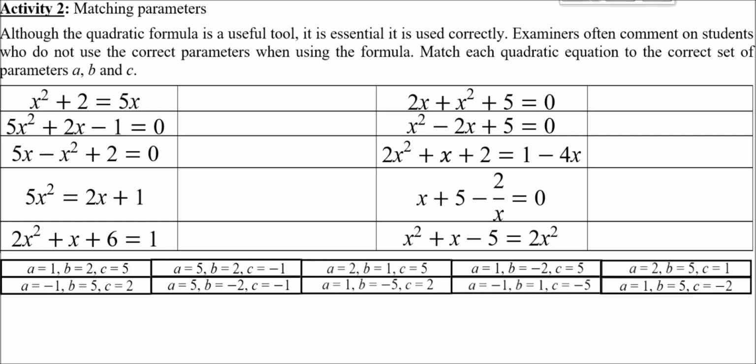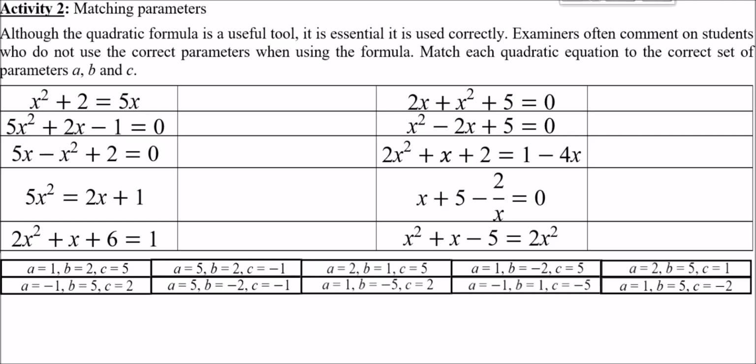But for now, just to understand what the quadratic formula comes from and what constitutes its ingredients, we're going to try and match each quadratic equation to the correct set of parameters a, b and c, where a is the coefficient of the x squared term, b is the coefficient of the x term, and c is the constant term when each quadratic is written in the standard form ax squared plus bx plus c equals 0. So try this now. I'll then talk you through how they match up in a moment. Press play when you're ready to see how these match.